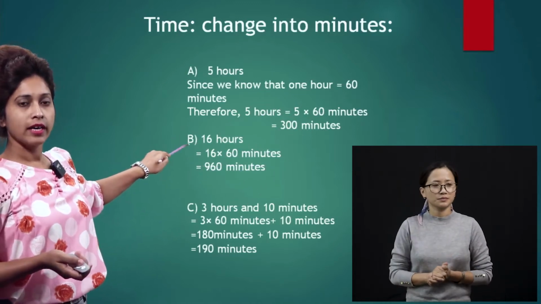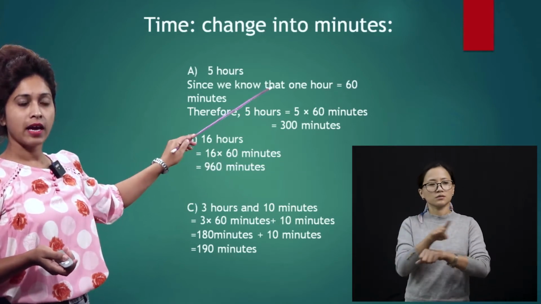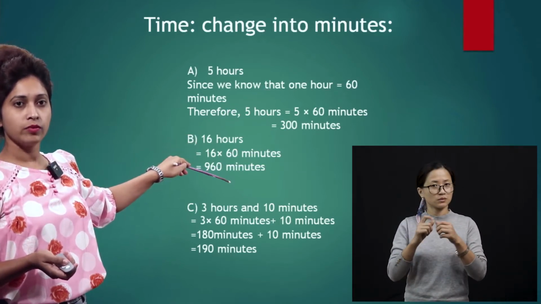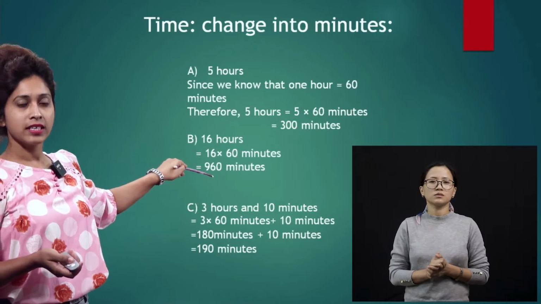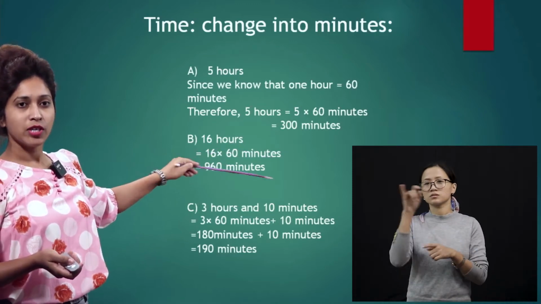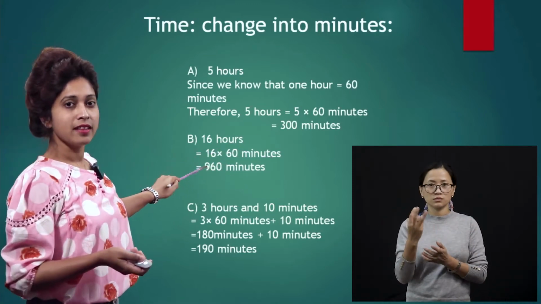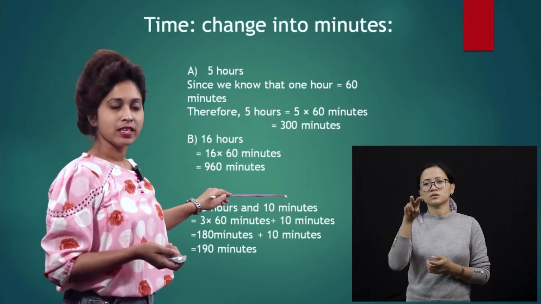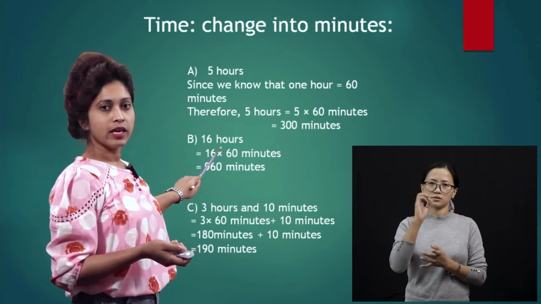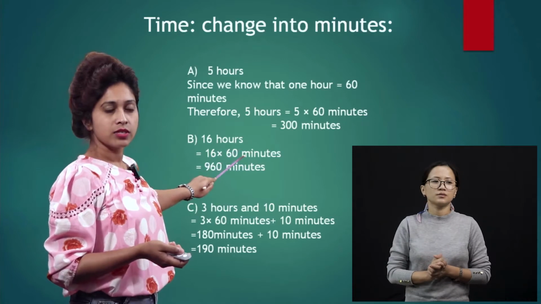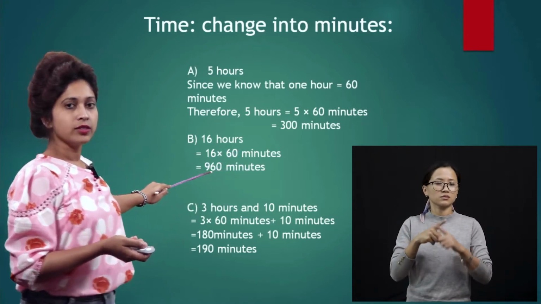Okay, then 16 hours. Same as we did number A, we will do number B like that. So 16 into 60 minutes, how much will it be, children? It will be 960 minutes, right? Because we multiplied 16 into 60 and we got this value, right?